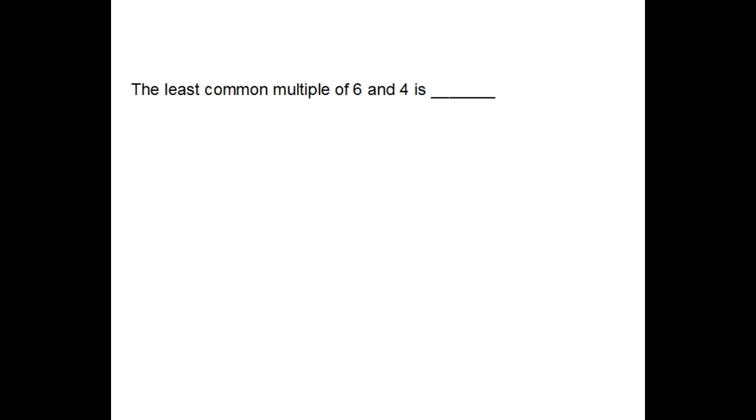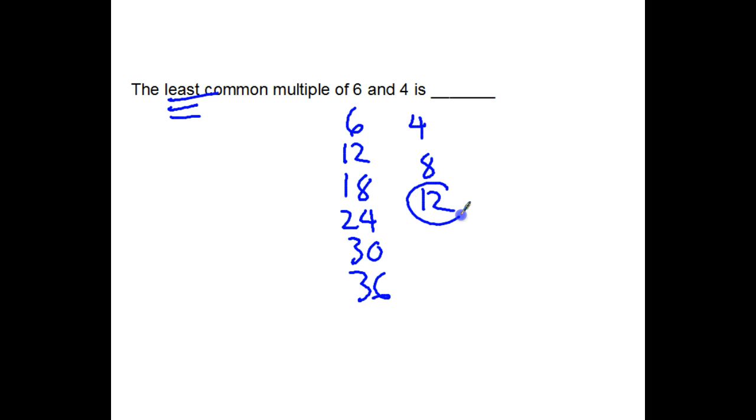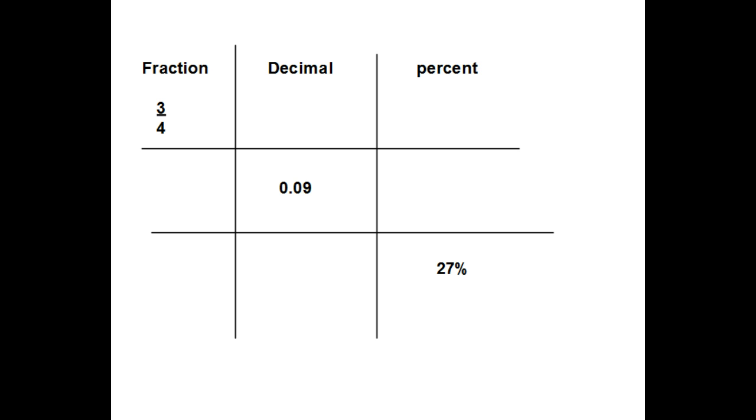The least common multiple of 6 and 4. I know most people would like to just multiply those two together, but that may not give me the least common multiple. It would just be a common multiple. So I'm going to count by 6's. 6, 12, 18, 24, 30, 36. Count by 4's. 4, 8, 12. There we go. The least common multiple of 6 and 4 is 12. If I had kept going with 4's, we would have gotten to 24, and 6 times 4 is 24, but that's not the least common multiple.